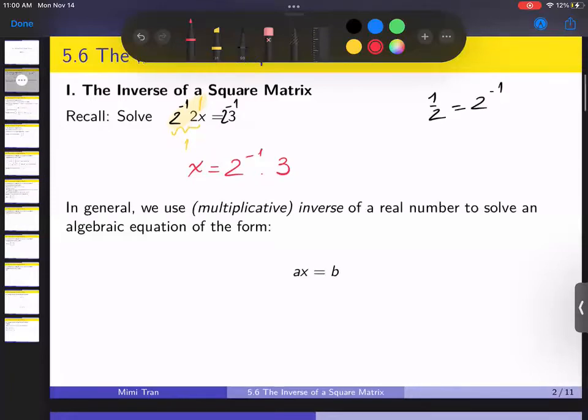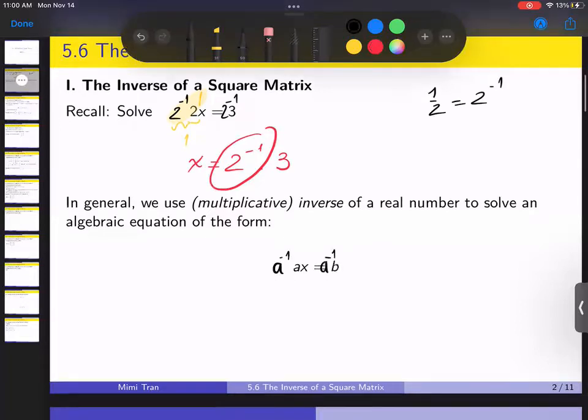But my point is that I'm going to use this form, the multiplicative inverse. In general, we use the multiplicative inverse of a real number to solve an algebraic equation of the form ax equal b. So basically, I multiply both sides by a to the -1. And apparently the left-hand side cancels, right? So it leaves me just x equal a to the -1 times b. That's my point, right?